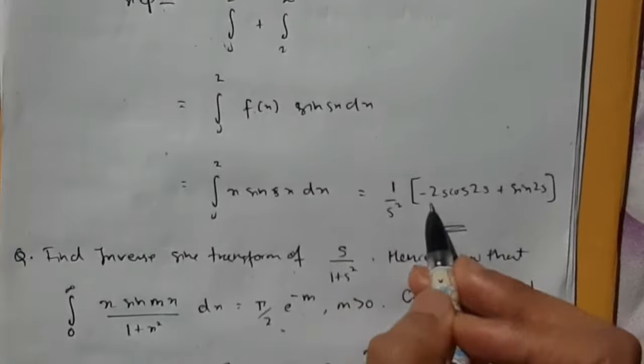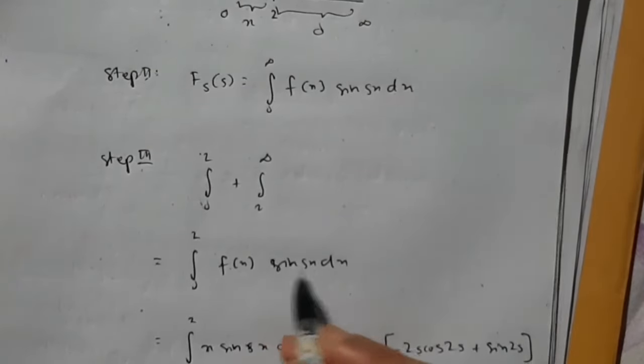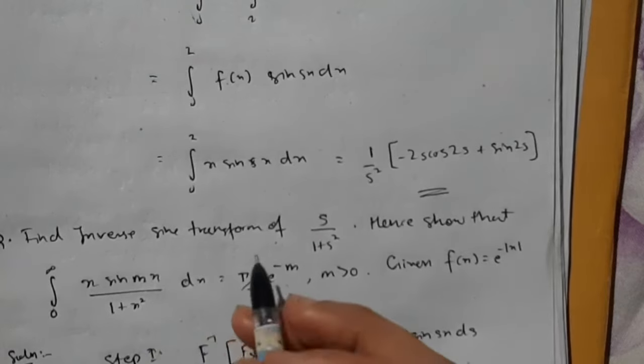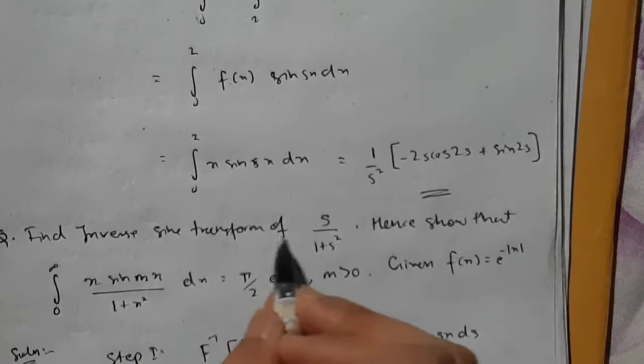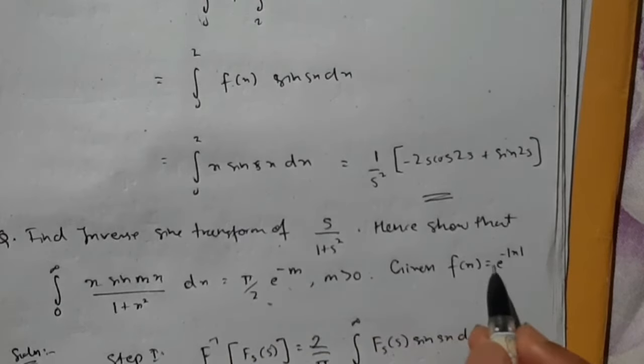Now coming to the cosine transform, it is the same, just instead of sine you'll have cosine sx, and the same way you will do this integration and all. And coming to the inverse, they'll give you the question like this: find the inverse sine transform of this, hence show that this. And they'll give f of x is equal to this.